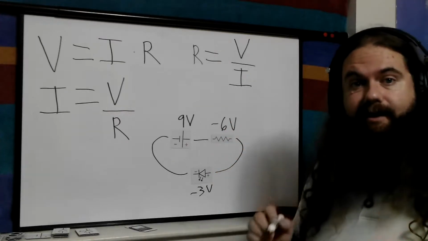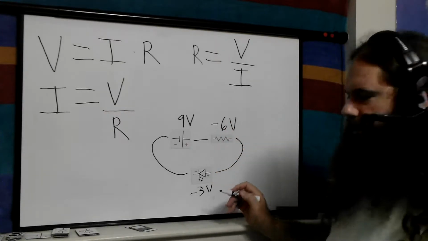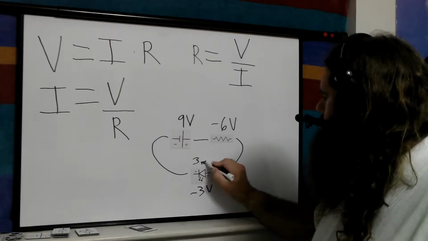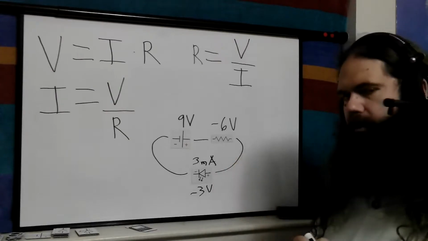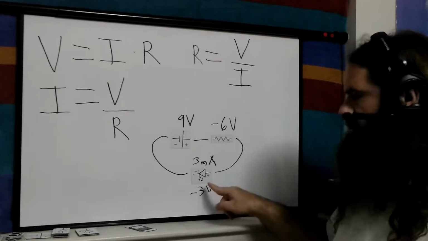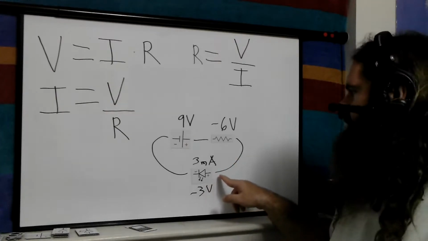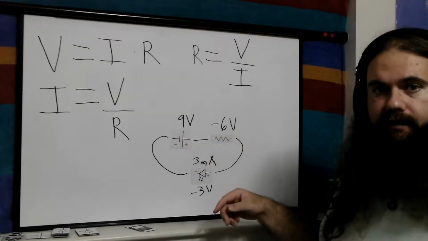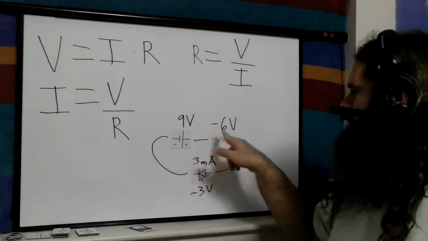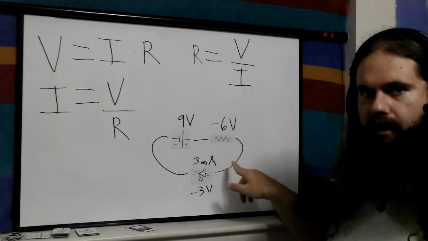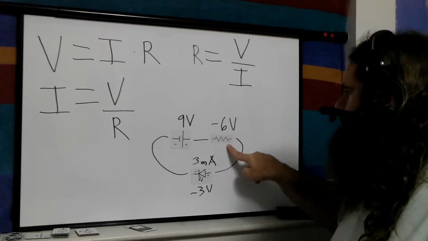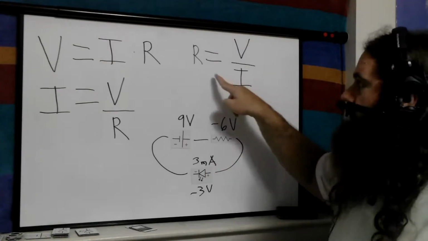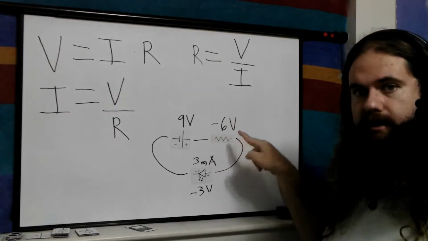It involves linear algebra. So let's say we've decided that we want 3 milliamps to run through this diode. And again, Kirchhoff's current law and common sense say that the current is going to be the same through all 3 devices. So we have 6 volts divided by 3 milliamps gives us what resistance to put there.